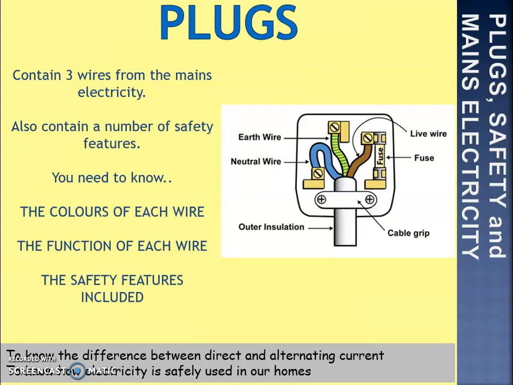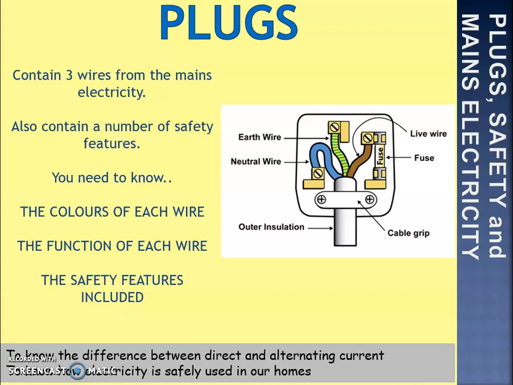So the way we plug into the mains electricity and supply our device with electricity is through plugs. We have plug sockets on our walls and all our devices have plugs to supply that. But how do plugs work? Well, plugs contain 3 wires from the mains electricity. They've also got a number of safety features.